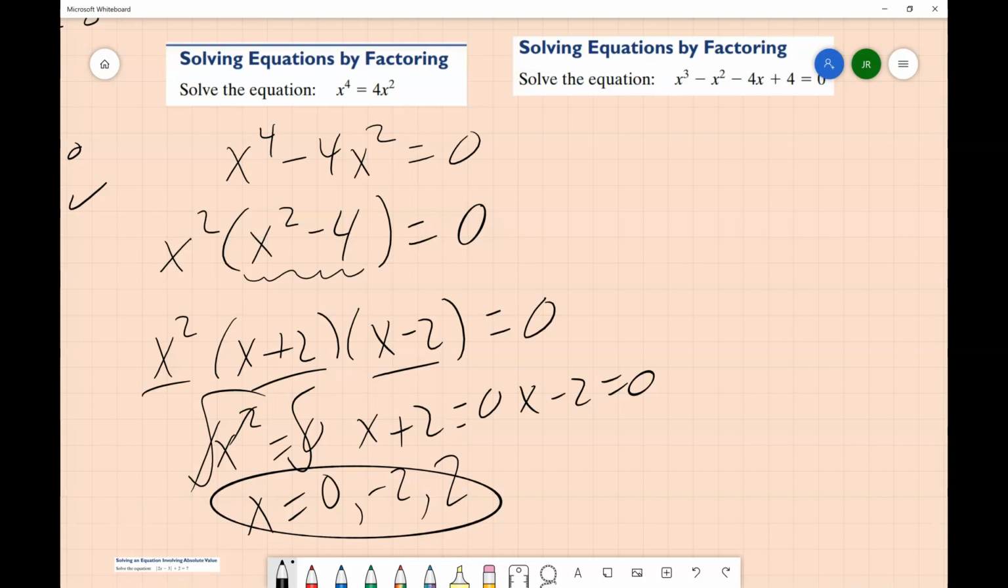I don't have to check it because there were no radicals involved. Those are the answers. I should get 4 answers, and I actually do, because the 0 is actually a double root, because that x squared means that that's an x and an x. So I get x equals 0 actually twice. So that's called a double root. We'll talk more about that later.